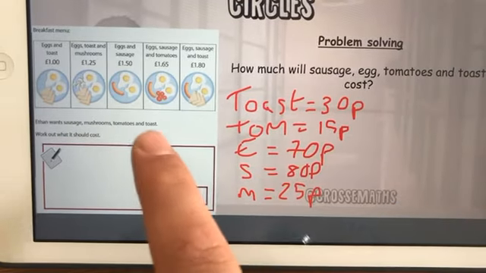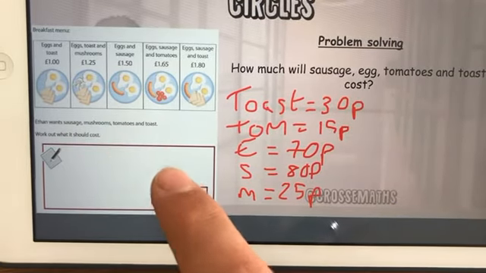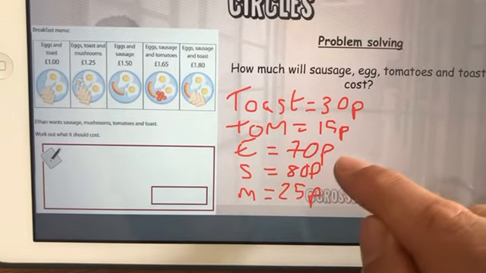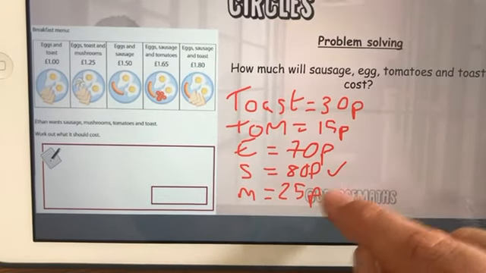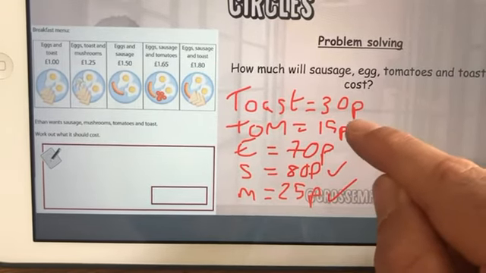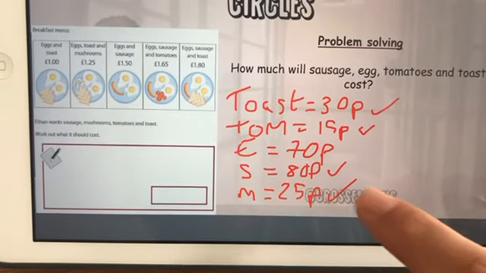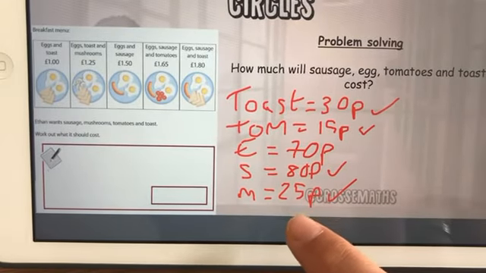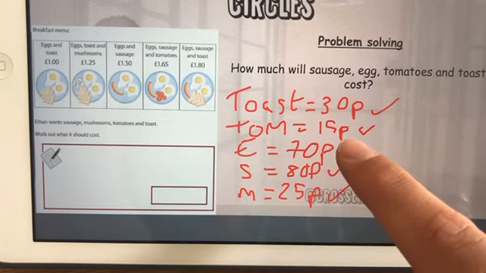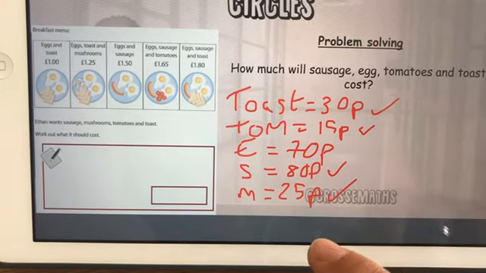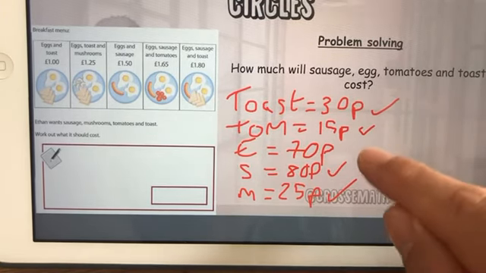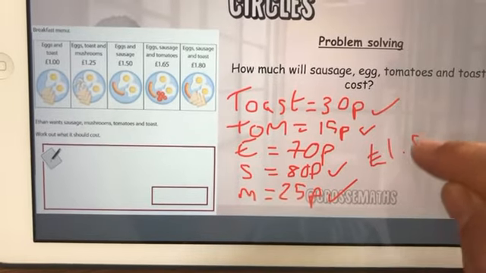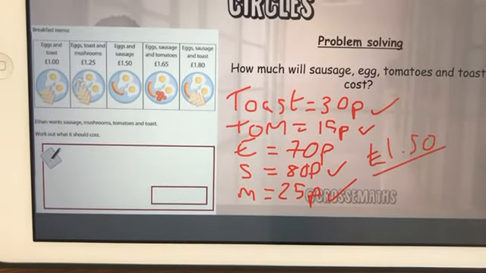Now, if we want to build up his breakfast, I've got sausage, mushrooms, tomatoes, and toast. If I add those up, 80 plus 25 is £1.05, plus 15p is £1.20, plus 30p gives me a total cost of £1.50 for his breakfast. Okay, don't use a calculator for that one. If you did, it's not the end of the world, okay?